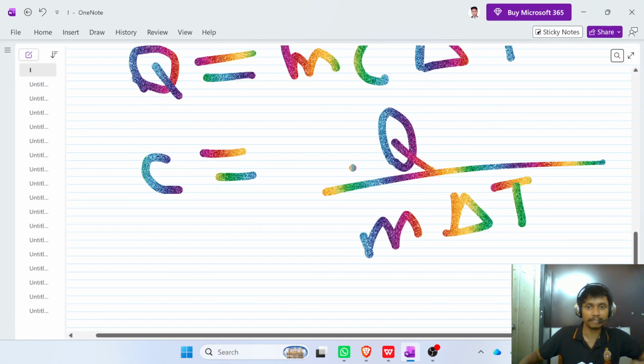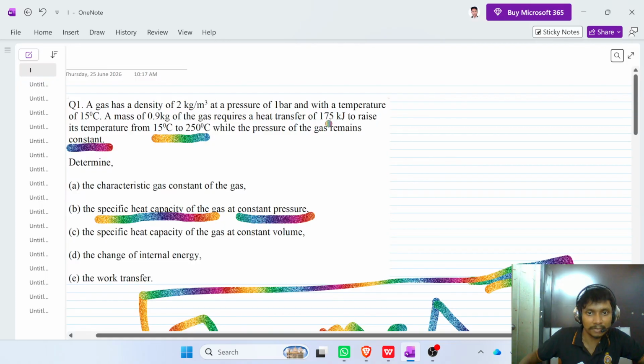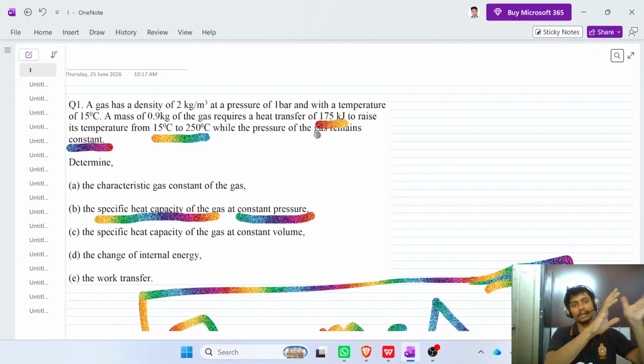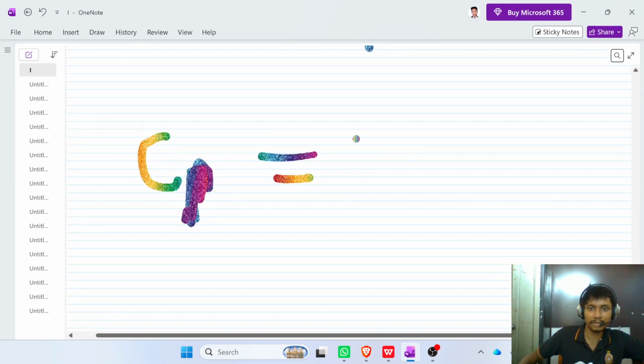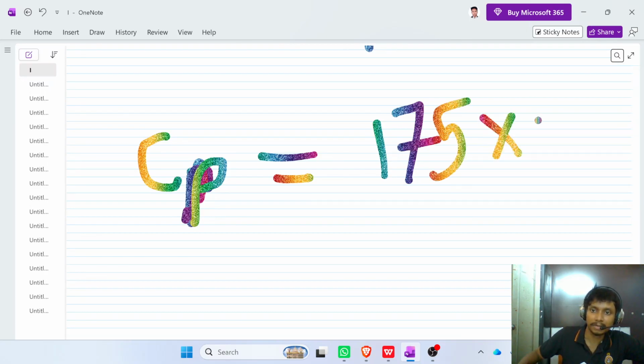Cp is equal to Q. They have already given the Q. This is 175 kilojoule. We give 175 kilojoule to raise its temperature. Therefore, the energy transferred is Q is equal to 175 kilojoule, so say 175 into 10 to the power 3 joule.